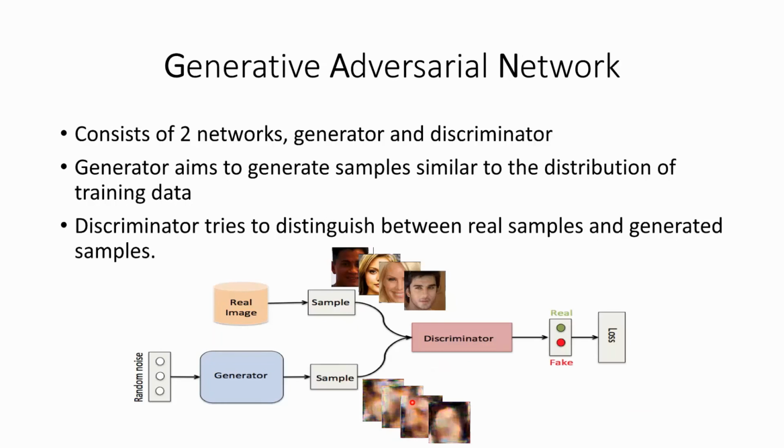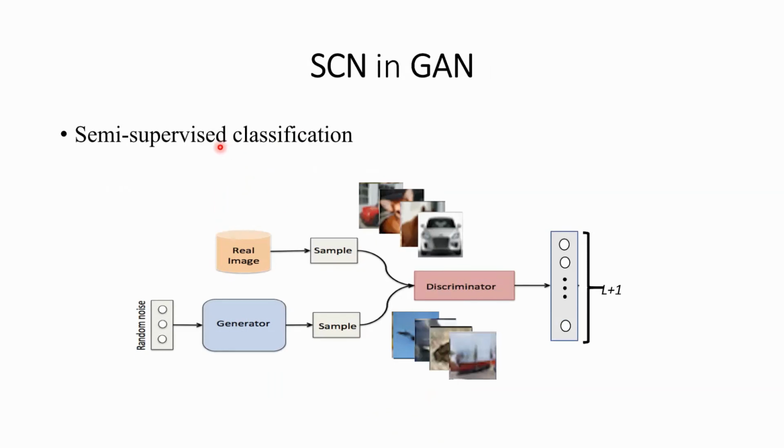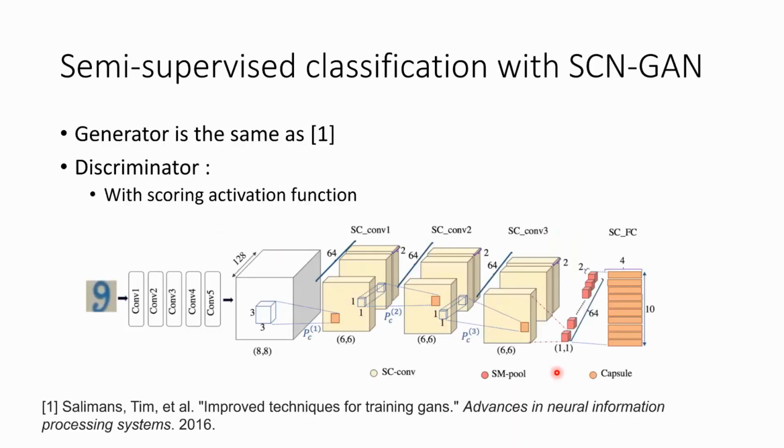We evaluated this idea on the generative adversarial network, and I believe that most of you know about this framework. It consists of two networks, generator and discriminator. Except for generating samples, GANs can be used in semi-supervised classification tasks. So what we did is that we replaced the discriminator of the GAN framework with a subspace capsule network, and we applied it on classification for two different datasets, namely CIFAR10 and SVHN.